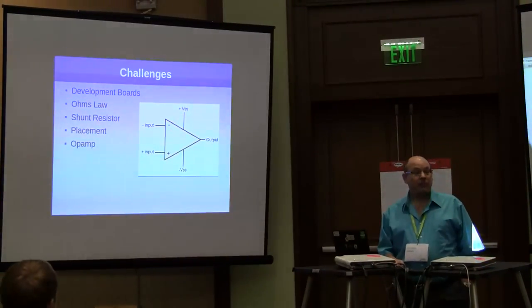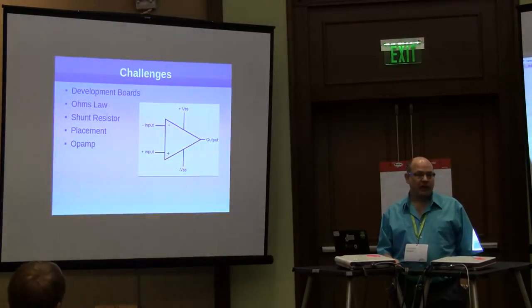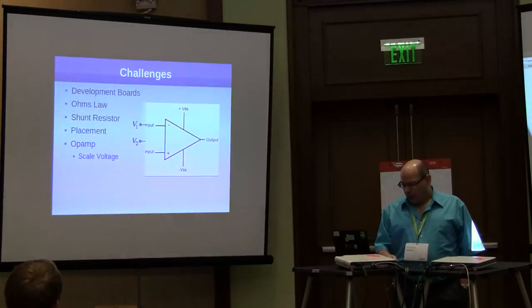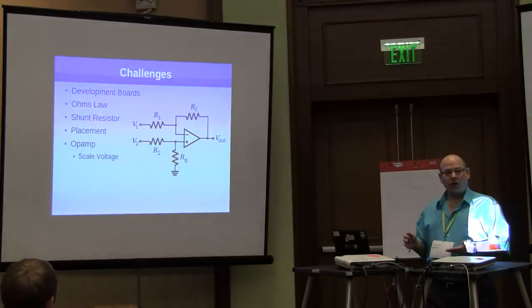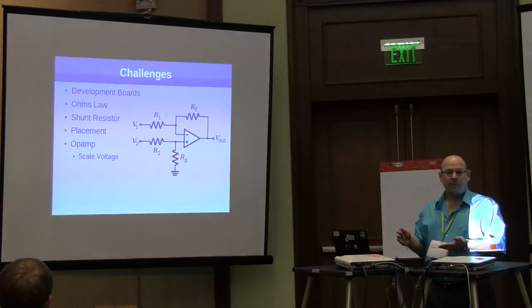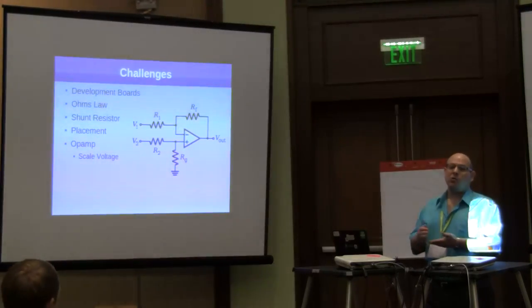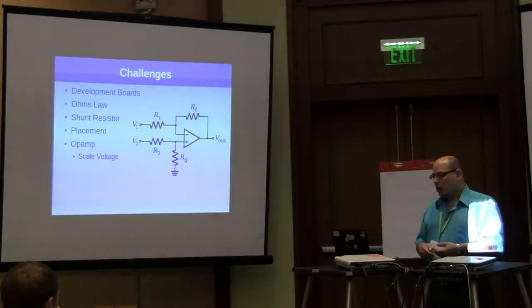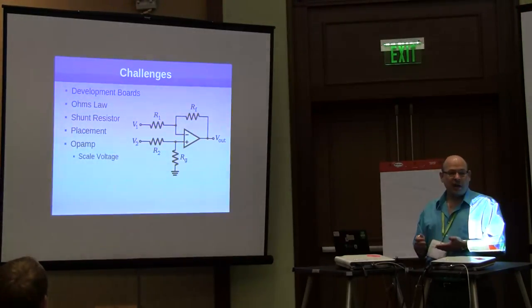Basically an op-amp is an operational amplifier. You have a positive and a negative lead that we connect across the shunt resistor. In order to adjust the scaling of the voltage, for instance, if you wanted to multiply it up by 100, so that if you had measured 1 volt, instead it would create 10 volts, you would need to use some resistors on each side of the op-amp in order to adjust that scaling, and there's a formula that you use to adjust that.